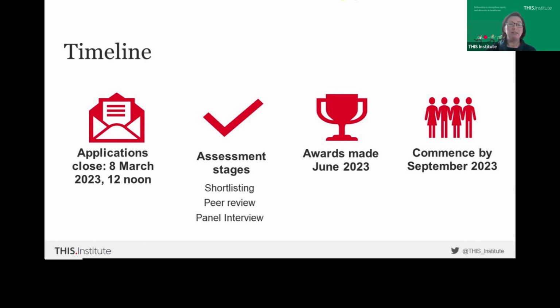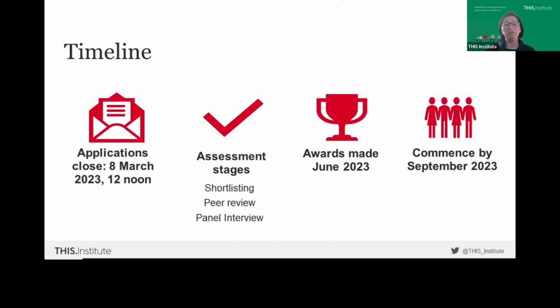Once the applications are submitted, it will go through a robust review process. There's a review panel, which is made up of this institute's senior research staff plus external experts. In the first meeting, the applications will be assessed and shortlisted for progression through to a peer review. The assessment will look at the host department's research and other activities, the candidate's track record in research, their experience and skills, the proposed project, and if the budget appears appropriate for the delivery of the research that's planned.